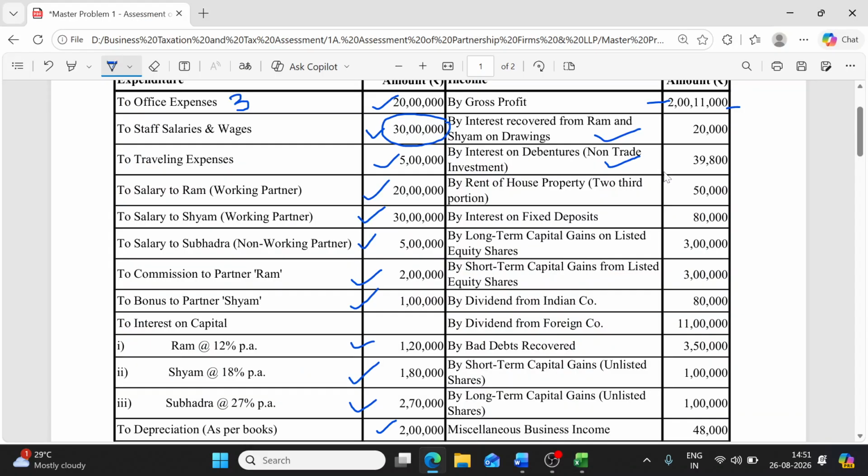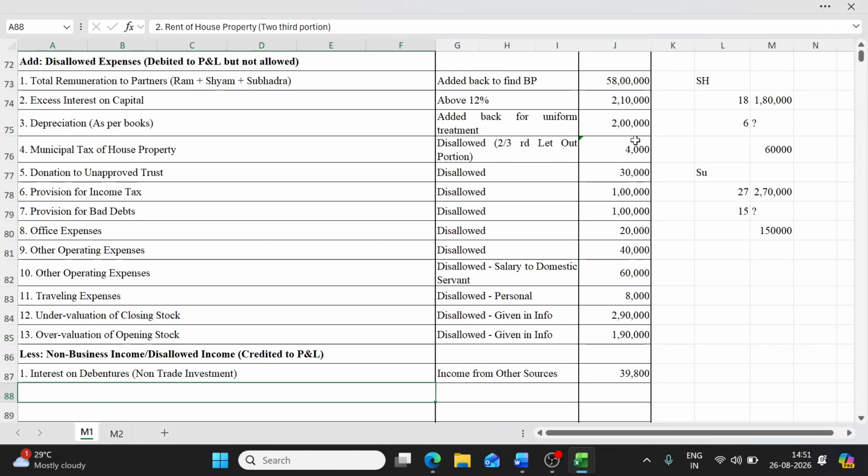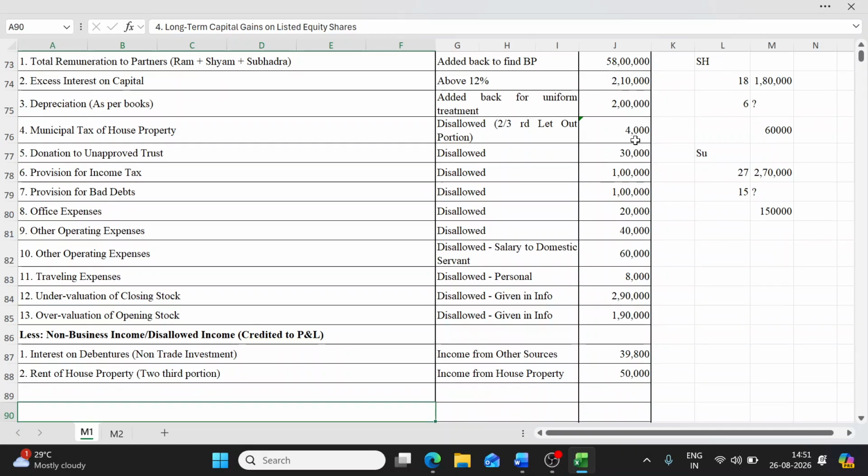The next in the problem is rent of house property. Now, rent of house property is not business income. We should show it under income from house property, but it is recorded here in the profit loss account. It is not business income, so we should deduct it. So deduct with me 50,000 rupees, two-third portion.